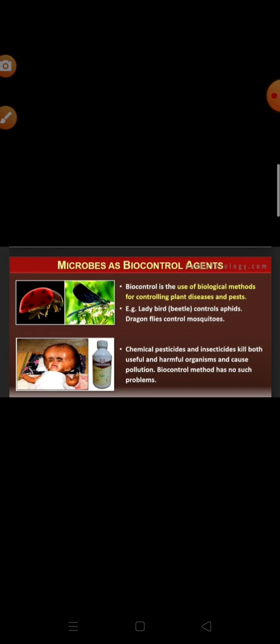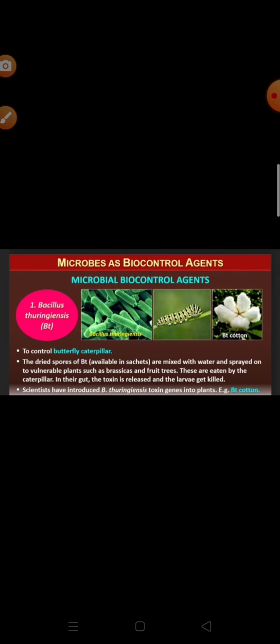Now, there are some approaches for biological farming. What is that? First, familiarity should be there with various life forms inhabiting the field. And apart from that, the person who is going for organic farming should have knowledge about the life cycle patterns, feeding and the habitat of predators and the pest. Ladybugs and dragonflies are used to get rid of aphids and mosquitoes. BT, that is Bacillus thuringiensis, is used to control butterfly caterpillars.